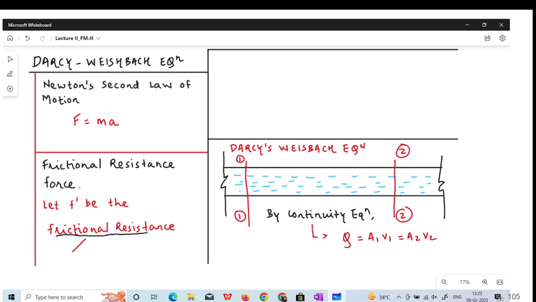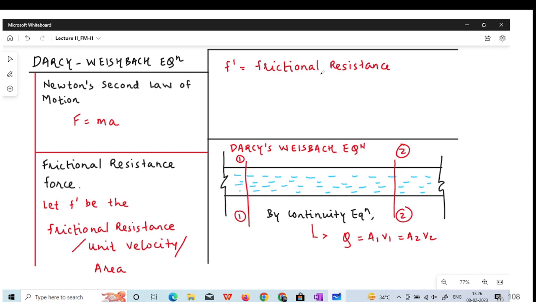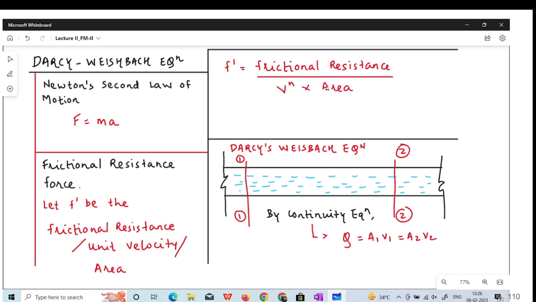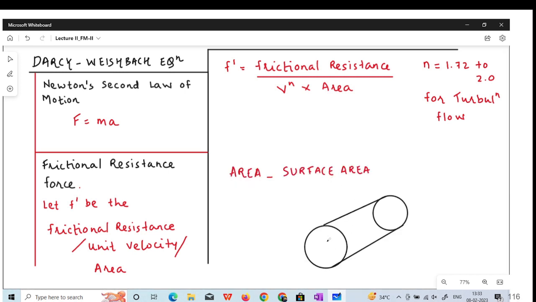See, we are very much interested in frictional resistance. Let F dash be the frictional resistance per unit velocity per unit area. F dash equal to frictional resistance divided by V raised to n into area. Why we have taken V raised to n? Because Darcy-Weisbach equation is often used for turbulent flow. For that we have to use the law of fluid friction for turbulent flow. Here you see area, you simply cannot take the cross sectional area of the pipe, because friction is there in the inner surface of the pipe, at the boundary wall of the pipe.